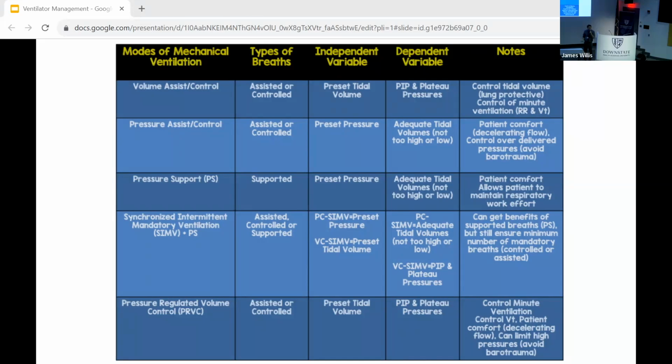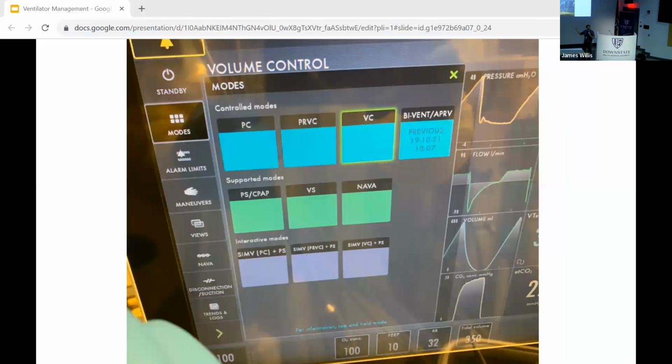The pressure assist control, the patient is triggering the breath and the ventilator is triggering the breath. Only difference is now you're targeting a pressure. Pressure support at the end of the course, more related to the inpatient care. Patient's triggering the breath, gets a little bit of support. That's that pull-up in the gym, and it'll cycle off on its own. And then we'll talk about how those breaths can be combined to make up those two other modes at the bottom, SIMV and PRVC.